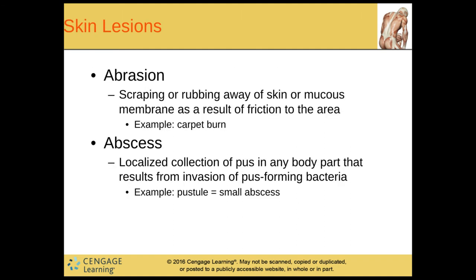All right, so then we have skin lesions. Skin lesions are things that happen to our skin, right? Like scratches and things like that. An abrasion is a scraping or a rubbing away of the skin or mucous membrane as a result of friction to the area. Like a carpet burn. I'm sure people messing around with your brothers and sisters or your cousins may get a carpet burn, but that's just a rubbing away of that very top layer of skin.